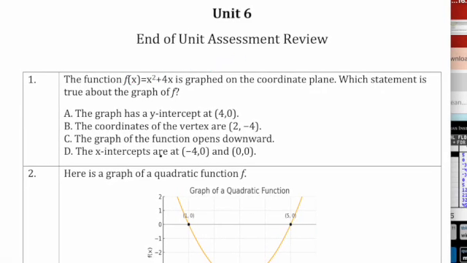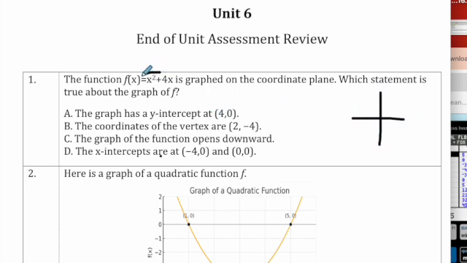Okay, so let's take a look at question 1. This is our Unit 6 end of unit assessment review. The function f of x equals x squared plus 4x is graphed on the coordinate plane. Which statement is true about the graph of f? The graph has a y-intercept at 4 comma 0.